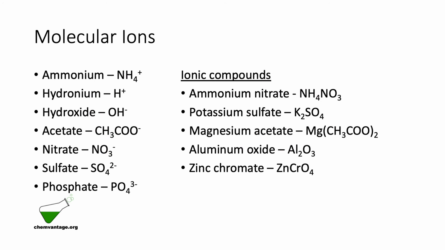Finally, it's important to recognize that many compounds incorporate both types of bonding, because ions are frequently composed of covalently bonded molecules. Here are some of the more important molecular ions that we shall encounter in general chemistry, along with the names of some ionic compounds. Notice that the empirical formulas always contain the minimum number of ions of each type to cancel out the overall charge.